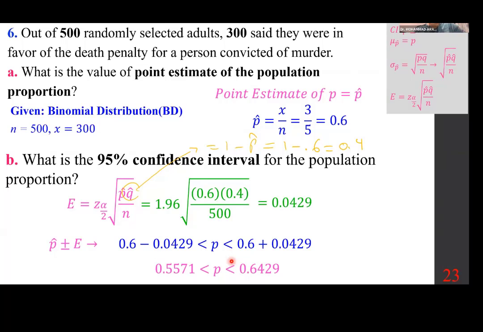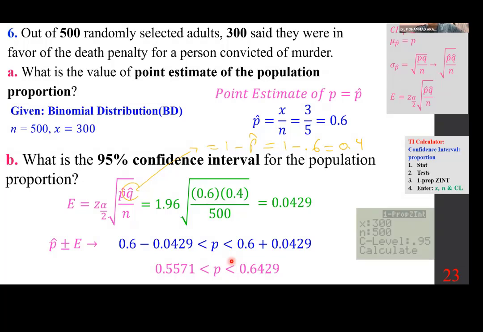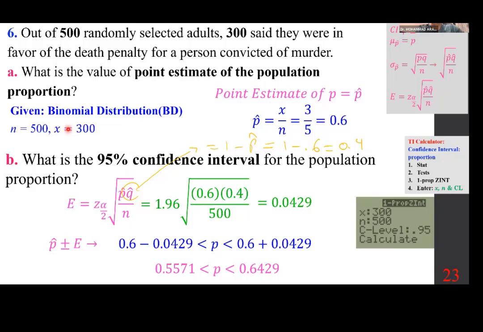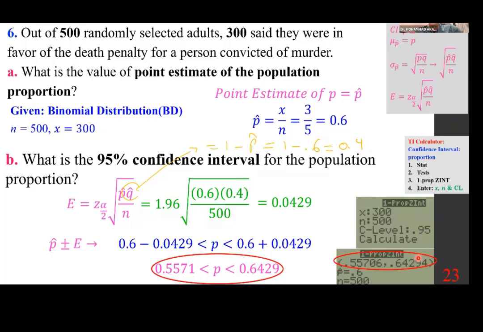If we were to use the technology, we use proportion. So one proportion Z interval. They're asking for X, for N, the C level, the confidence level is 0.95 or 95%. We have all the values, 300, 500, 95%. We do the math and notice again these two, very close. If you stop here, this changes to 1 when you do the rounding. Extremely close.